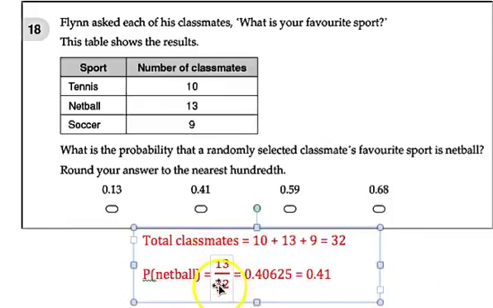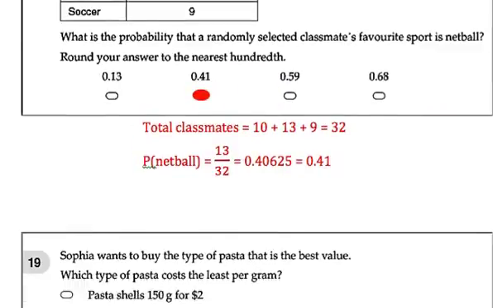Now, 13 over 32 is 13 divided by 32, which is 0.40625. Not sure if there are any decimal places after that. However, we want it rounded to the nearest hundredth. So remember, we've got our tenths place there that I'm highlighting and my hundredths place there that I'm highlighting. So it's to the second decimal place. And this 0 gets rounded up to a 1 because the 6 follows the 0. So it's 0.41 to the nearest hundredth. Okay, there it is there.